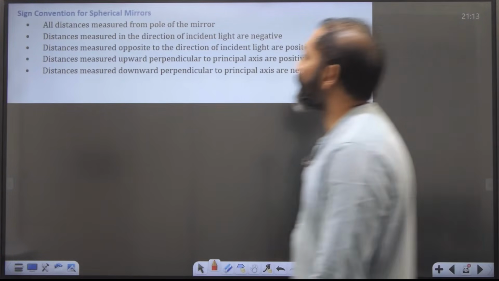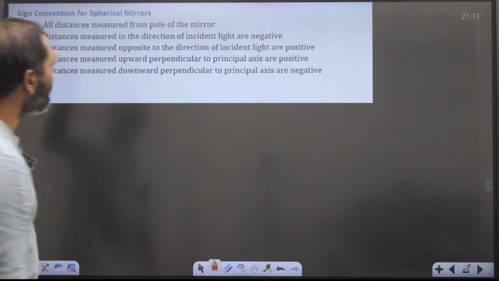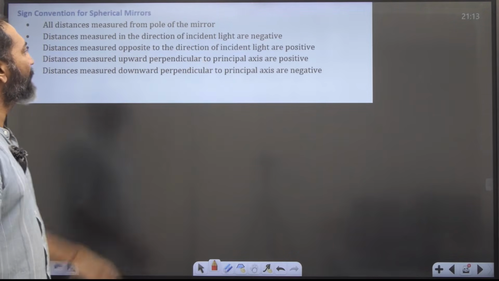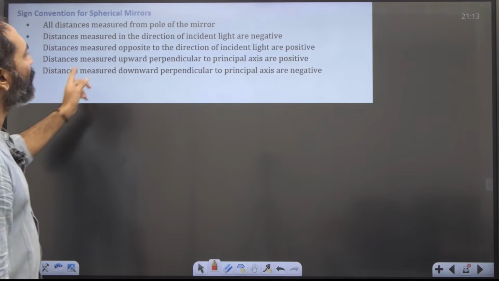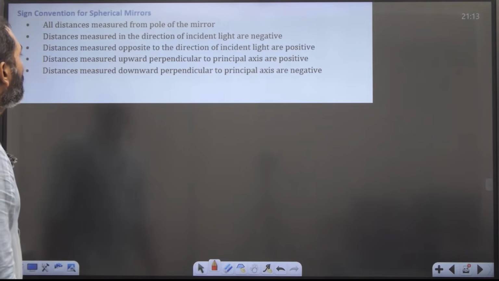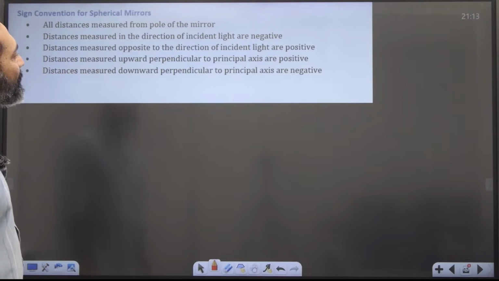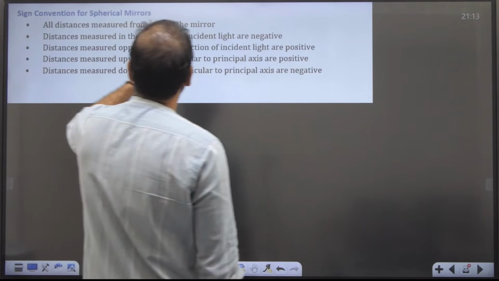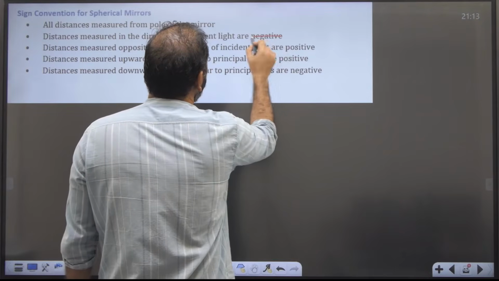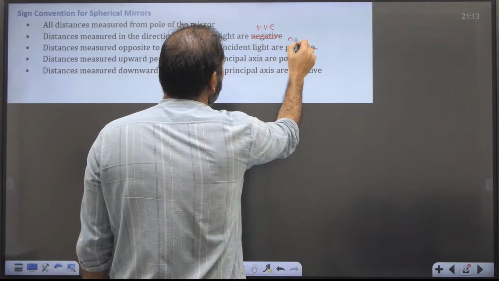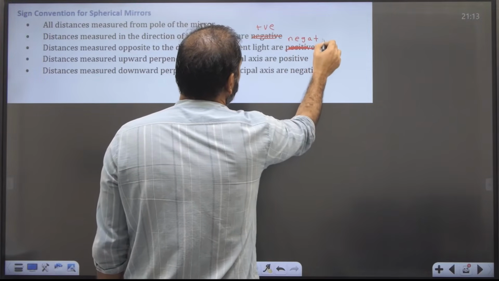Sign convention of spherical mirrors. All distances measured from pole of the mirror. Distances measured in the direction of incident light negative. Distances measured opposite to the incident light is what? Positive. Distances measured upward perpendicular to principal axis are positive. Distances measured downward perpendicular to principal axis is what? Negative. If there is a correction, distance measured in the direction of incident light positive. Distance measured opposite to the direction of incident light negative.